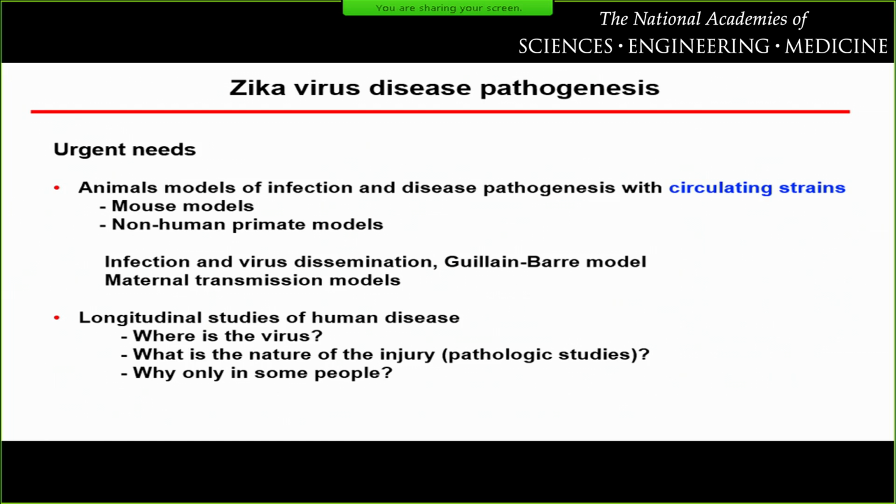And in humans, outside of the animal models, we really want to perform longitudinal studies to follow where the virus goes and what's the nature of the injury, perform detailed pathologic analysis, and really answer the question, why is it worse now, and why is it only in some people? Are there genetic factors or particular acquired factors which can lead to more severe disease?